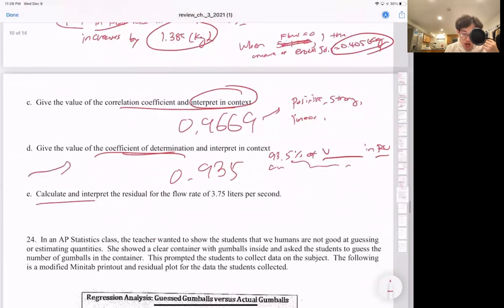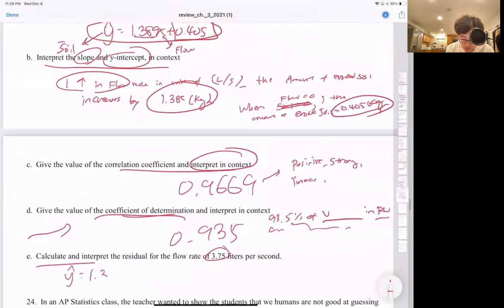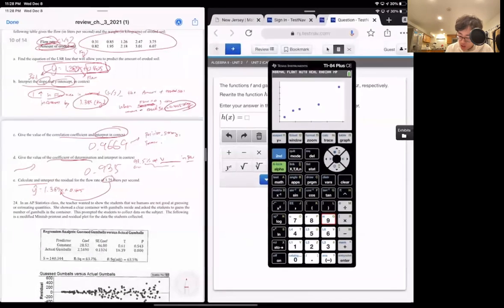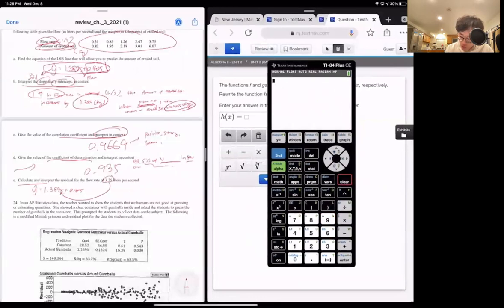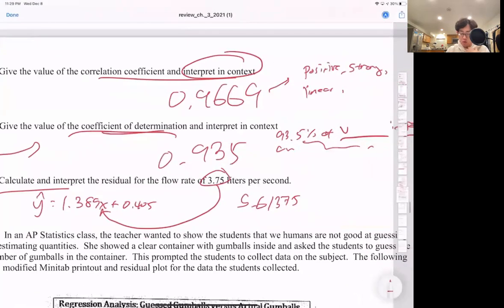You do the rest. Calculate and interpret the residual for the flow rate of 3.75. So we're going to use our equations to our benefit. Y hat equals 1.389 X plus 0.405. I'm just going to plug that in right there. So let me go to my calculator. Let's say I do 1.389 times 3.75 plus 0.405. Bam, 5.61375. That should be your predicted amount of eroded soil.